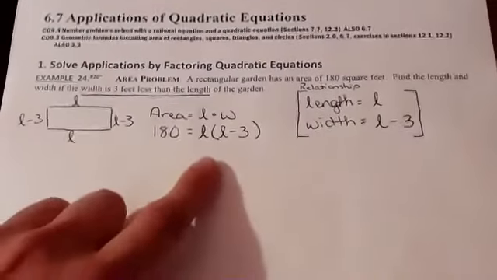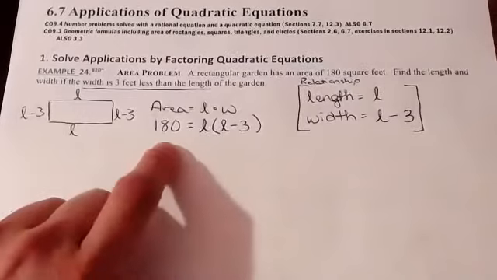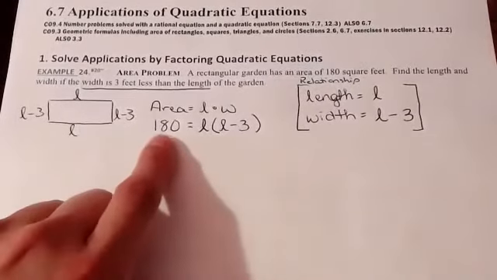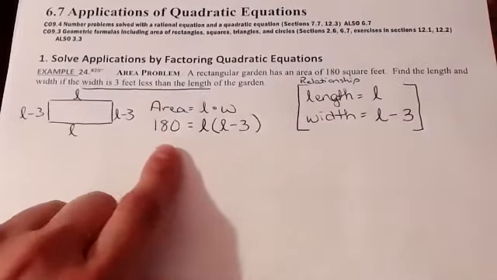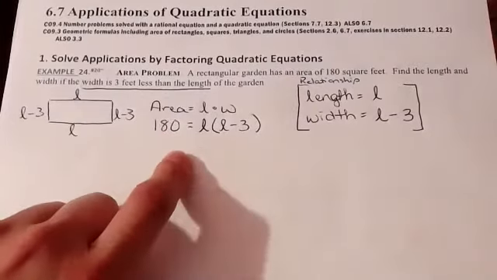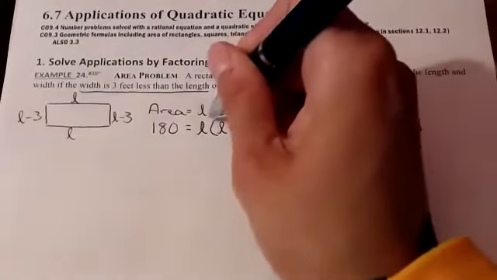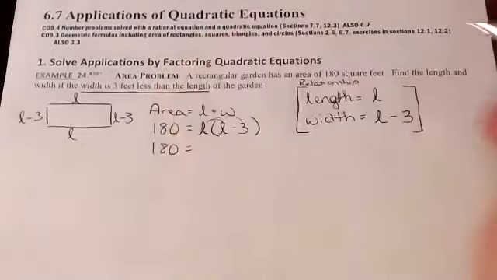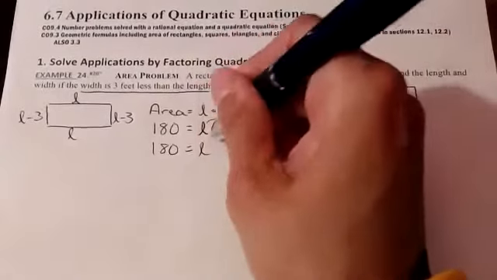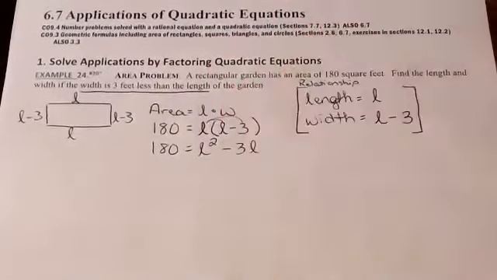Okay. Look at this particular problem. Dimitri, when you see something like this, what is your first gut feeling? What might you do here if you wanted to take a step forward mathematically? Distribute. Yes, I love it. So Dimitri says, my gut tells me I've got to distribute. So I get 180 is equal to L times L, which is L squared, L times -3, which is -3L.